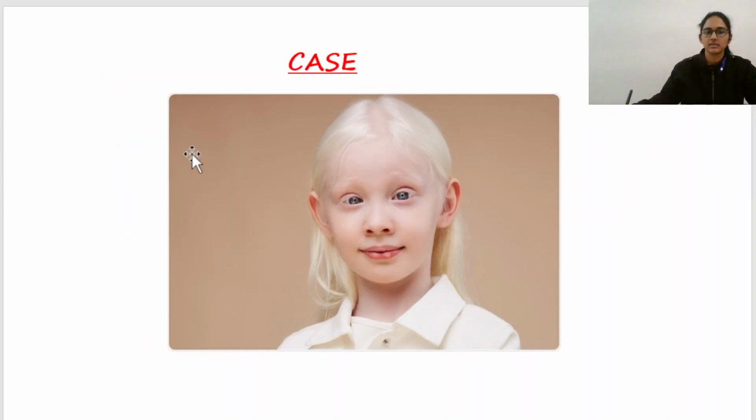Now look at this. What is the diagnosis? What is the diagnosis for this picture? Yes, all of you, what is the diagnosis? Yes, it's very clear. The patient is hypopigmented.